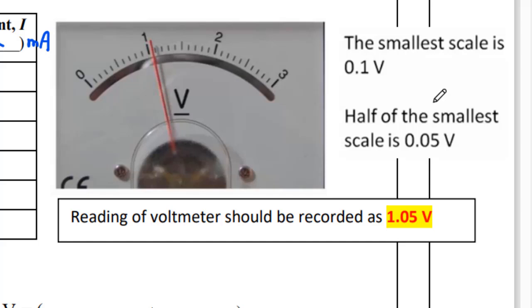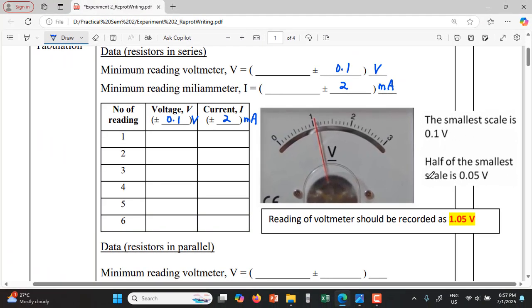Sebenarnya adalah lebih bagus sekiranya kita boleh mencatatkan bacaan voltmeter, milliammeter dan ammeter yang kita guna tu sehingga separuh skala terkecil. So, contohnya untuk bacaan ni, we should record 1.05 volt. So, if we consider up to half of the smallest division, then your uncertainty for the voltmeter will be 0.05 volt, and for your milliammeter, the uncertainty will be 1 milliampere. Then your voltage should be recorded up to 2 decimal places, consistent with the decimal place of the uncertainty. Same goes for the current.